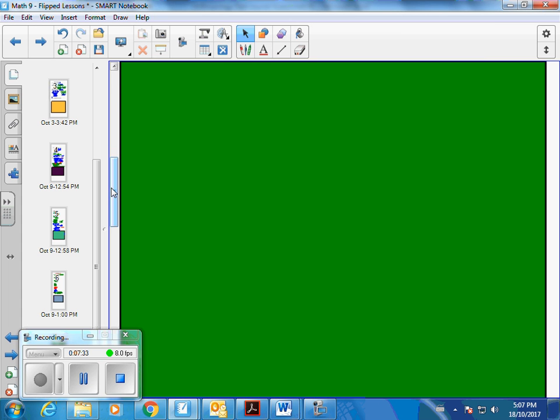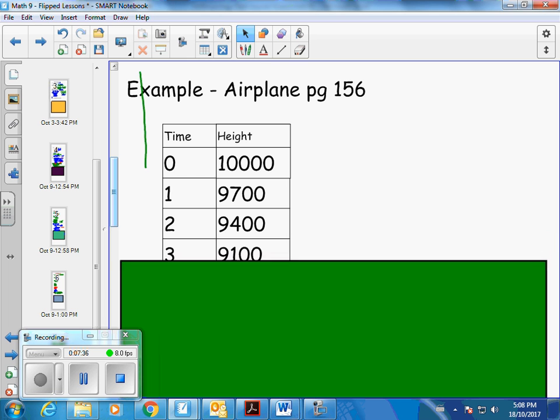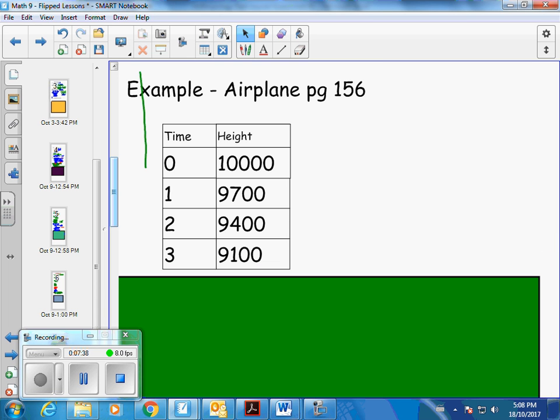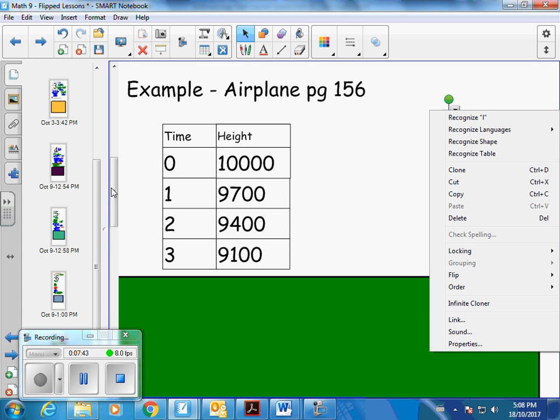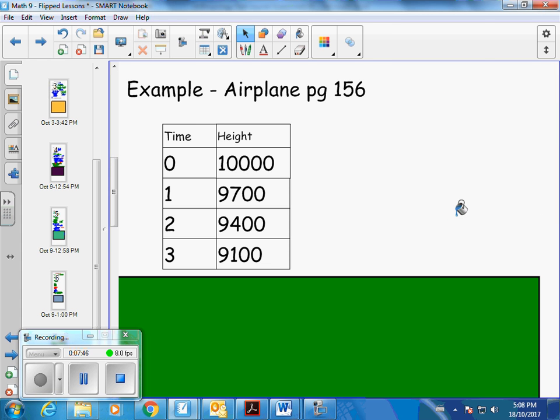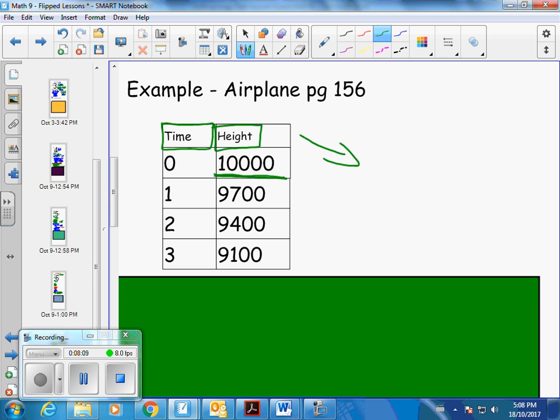So, take a look at the airplane example on page 156. Okay. So what I have here is a plane that started cruising, or is cruising, at 10,000 meters. It's about to start coming down for a landing. And what they've noticed, or what they've measured, is the height of the plane every minute on its way down.